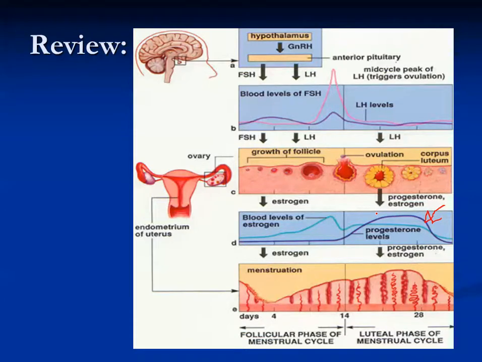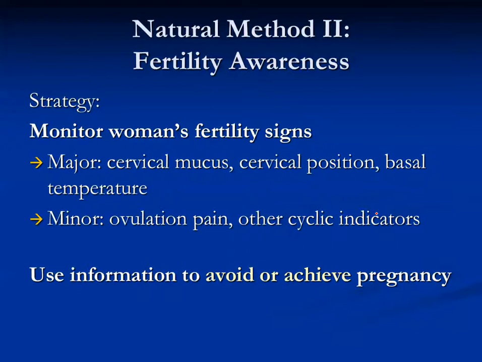So, putting these together, we have fertility signs. If a couple wishes to use fertility awareness to either achieve or avoid pregnancy, they can monitor the woman's major fertility signs, which include cervical mucus, which I've described, cervical position, which I have not, and basal temperature. So there's some cross-checking here.